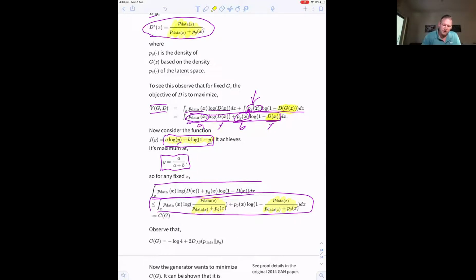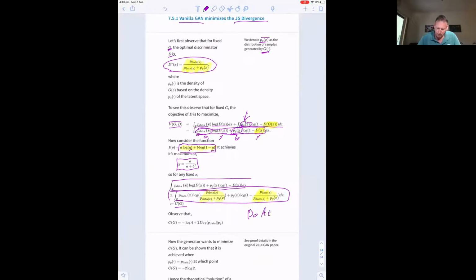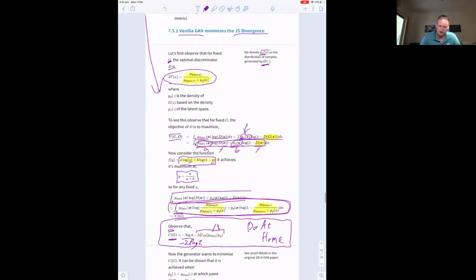So we write this distribution here, and this would be the optimal D for any given G, but it's not something we're computing. And then let's call this C of G, okay? Let me suggest that you do this at home. Observe that C of G, you could represent this thing that we wrote here, as minus log four, that's minus two log two if you'd like, plus twice the Jensen-Shannon divergence between the data and the generator distribution. Go with this definition of the Jensen-Shannon divergence and see that this holds.